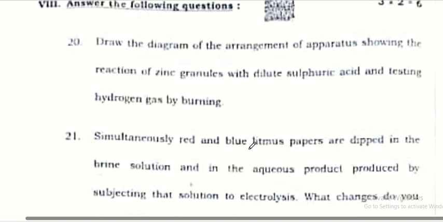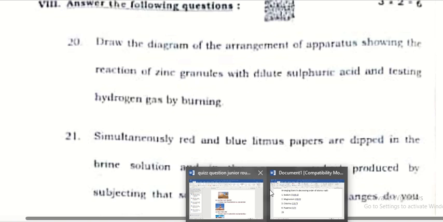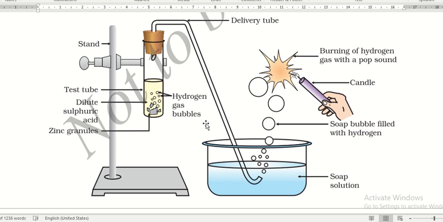Draw the diagram of the arrangement of the apparatus showing the reaction of zinc granules with dilute sulfuric acid and testing hydrogen gas by burning. So here we have to see the diagram of this one. So this is the diagram. This is the hydrogen testing. Here zinc granules are there, here dilute sulfuric acid is there. So this is the diagram you have to draw.